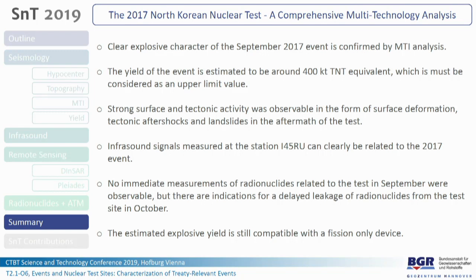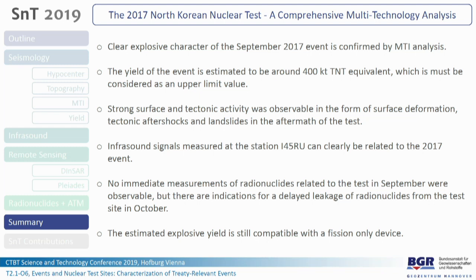Good. Some quick conclusions now. We can see there's a clear explosive character of the 2017 test, confirmed by our MTI analysis as well as by plenty of others. We estimate a yield of around 400 kilotons. This should be considered an upper limit. We are always a little bit in the upper range. We can see strong surface activity, strong surface deformations during the test immediately and in the aftermath. We have tectonic activity, a lot of aftershocks up to magnitudes of 3. I think a week ago there was one nearly 2.8 magnitude earthquake in the test site.